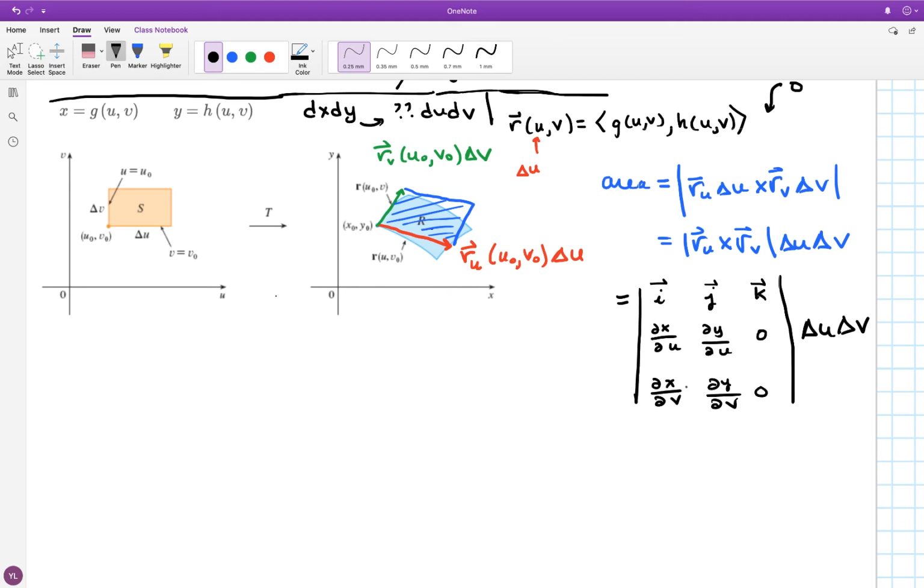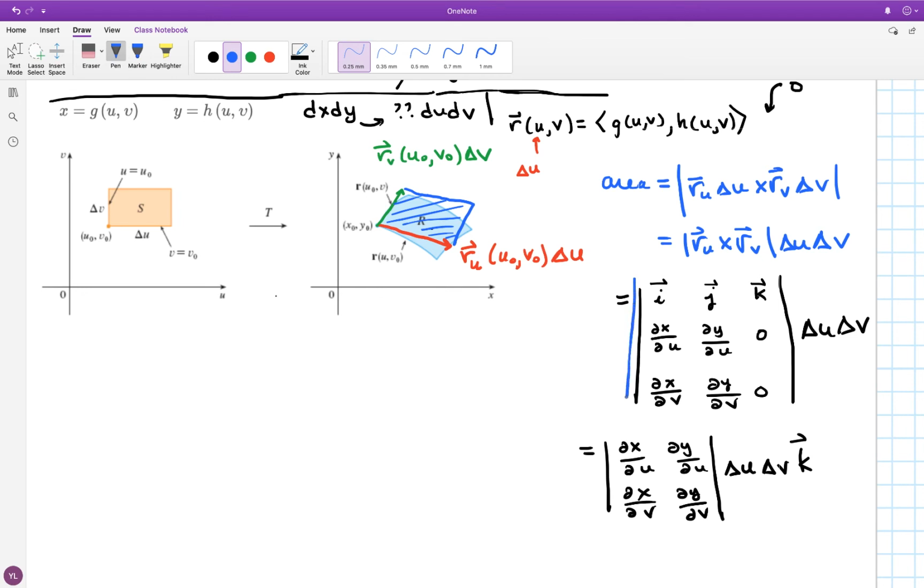Okay, so expanding this cross product, I'm going to take the last column to do the expansion, and I just end up with k times the determinant of this little 2 by 2, times delta u times delta v. The determinant of this 2 by 2. And the area is the magnitude of this. So this is a vector at the moment. The area is just this scalar component that's out front. So the determinant of this matrix times this scalar bit right here. So the area is, I have to put an extra bunch of magnitude signs on that to be formal.